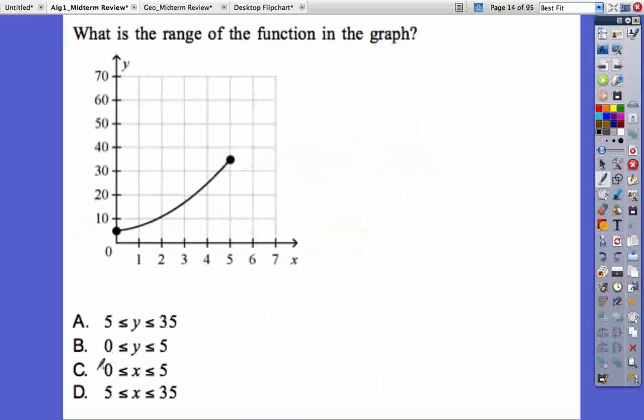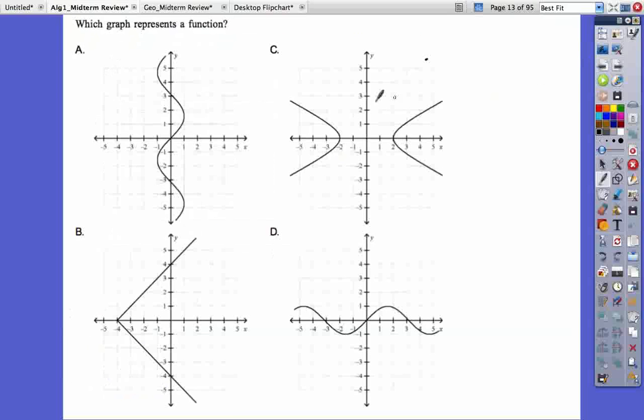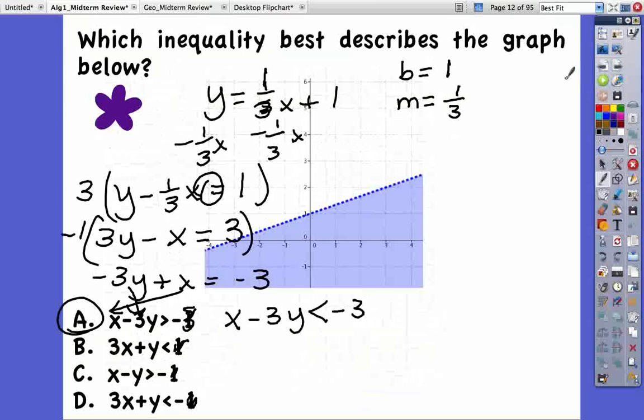The range is my y, get rid of my x. It's going from 5 to 35. A is the correct answer. Which one represents a function? D, the vertical line test does not pass for A, B, or C.